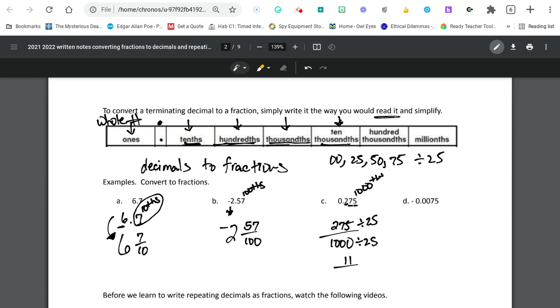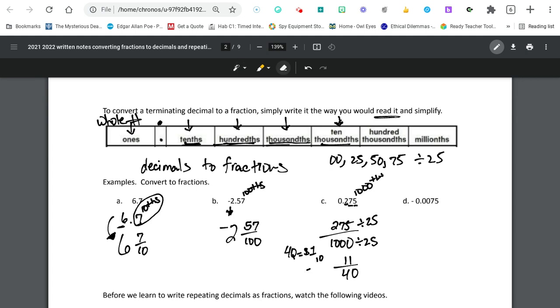Then I just think about how many quarters make $10. Well, 4 quarters make $1, but I need $10. So I'm going to need this 10 times. That's 40 quarters to make $10, okay? So that's 11 over 40.